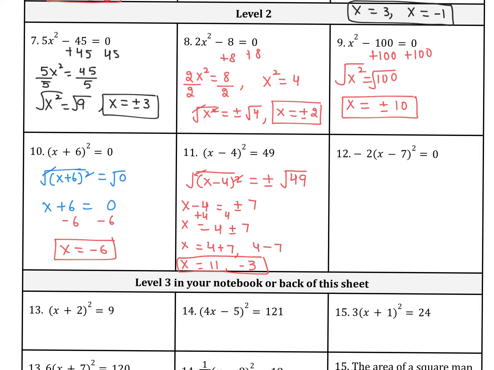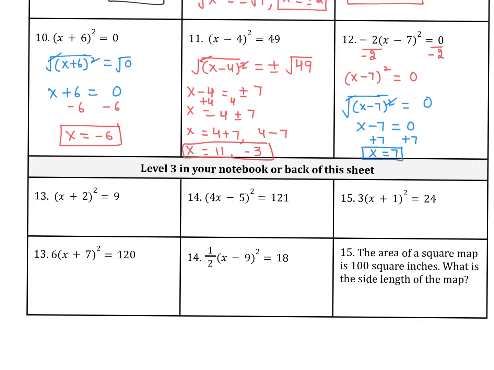For number 12, you're going to isolate the square bracket. It means you're dividing with negative 2. x minus 7 squared is 0. Anything multiplied, anything divided by 0 will become 0 at the end. Then you're going to take a square root on each side. It just remains 0. x minus 7 is 0. And add 7 on both sides, x equals 7.